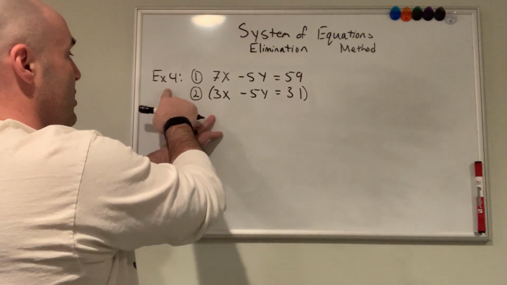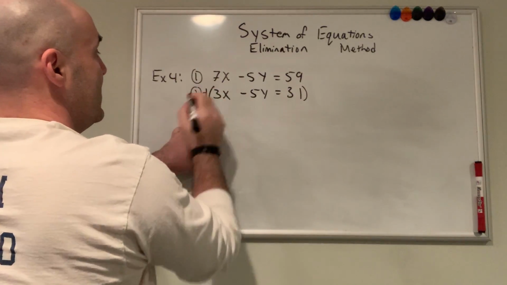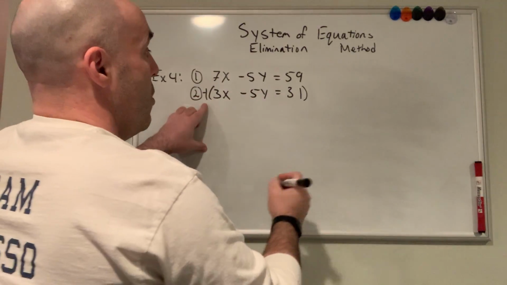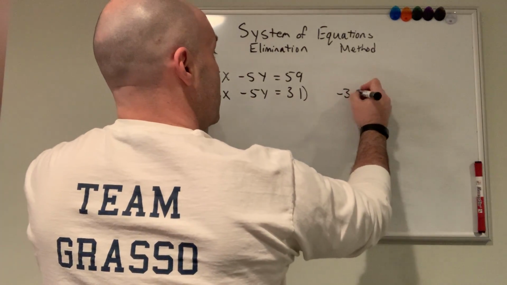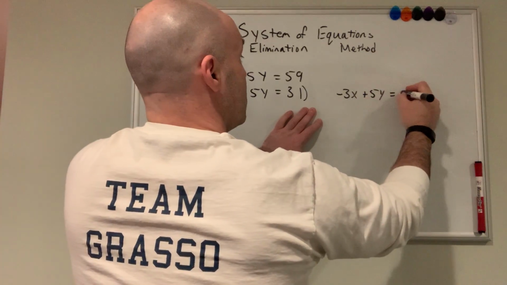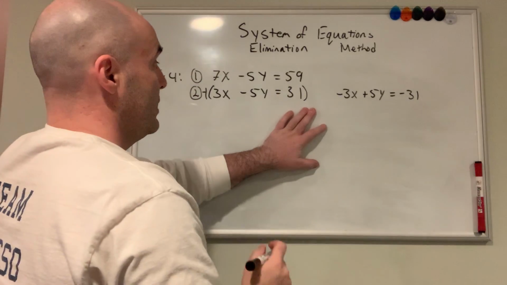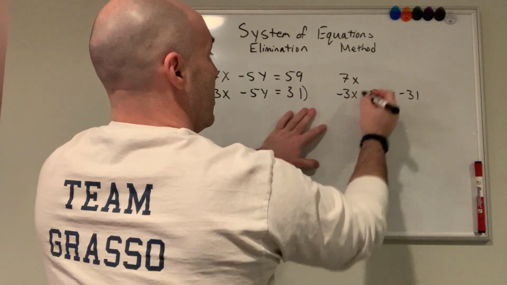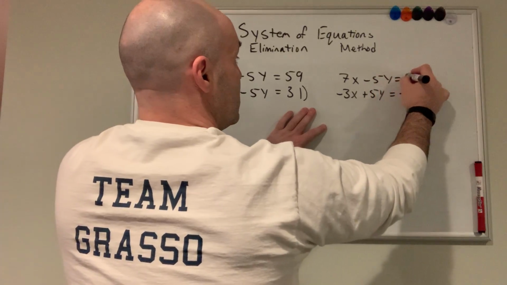I shouldn't have drawn it here. So a -1 inside. I'm gonna distribute a -1 to the entire equation. When I do, I get -3x plus 5y equals -31. Now I'm not gonna change anything here. I'm just gonna rewrite equation 1 next to it.